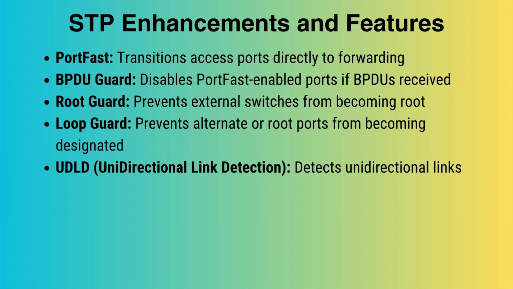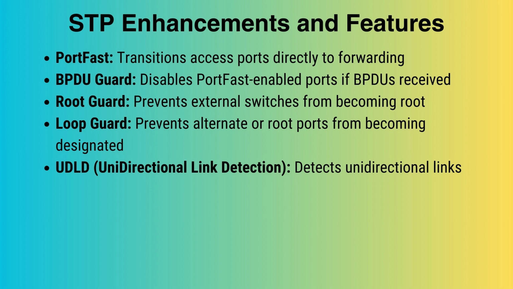BPDU guard is a security feature that disables a PortFast-enabled port if it receives a BPDU, thereby preventing potential loops and protecting the network from misconfigurations. Root guard prevents external switches from becoming the root bridge by placing a port in a root-inconsistent state if an external switch attempts to become the root bridge, thus ensuring the network's designated root bridge remains stable.